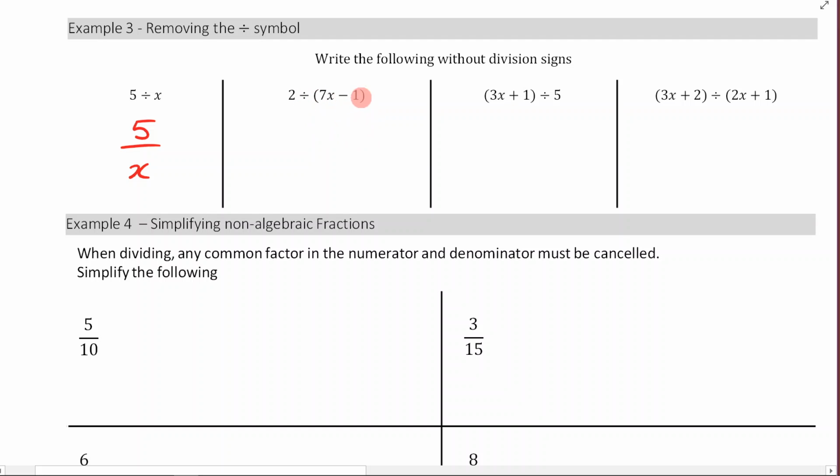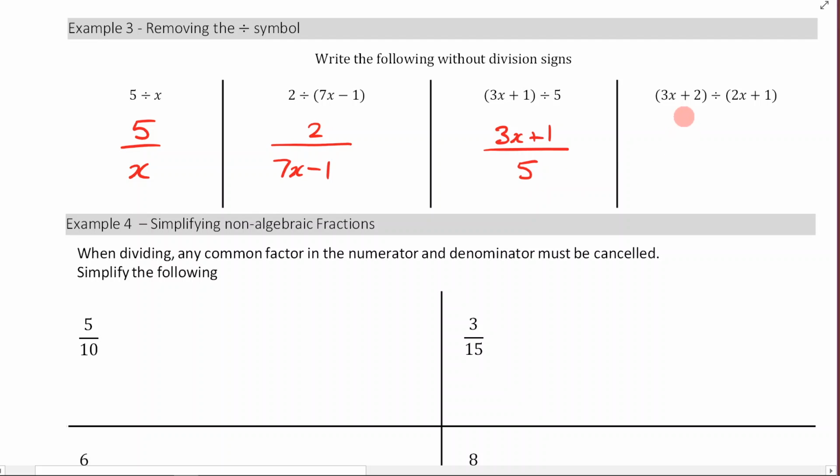The brackets mean that this thing right here is one entity. It's one thing. So if I have 2 divided by this, it's going to be 2 divided by 7x minus 1. Let's come to the next one here. Again, because of the brackets, this is one thing. So my answer is going to be 3x plus 1 divided by 5.